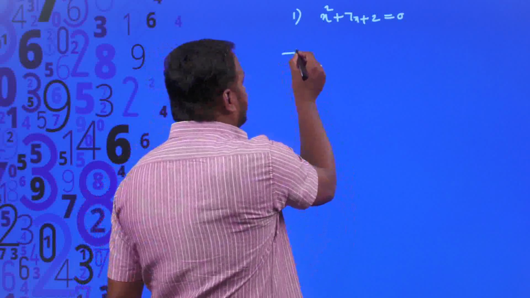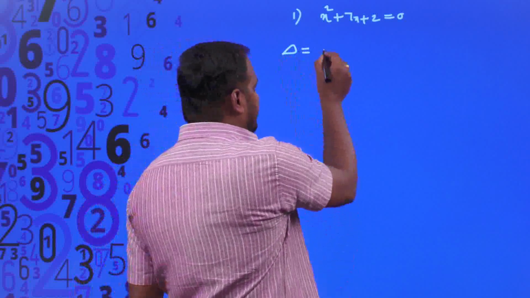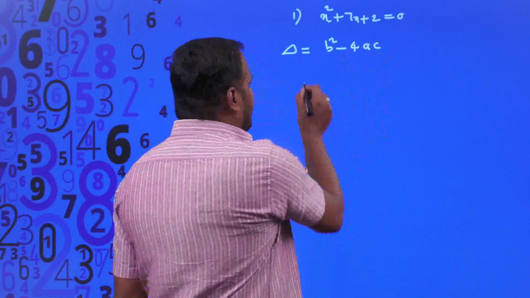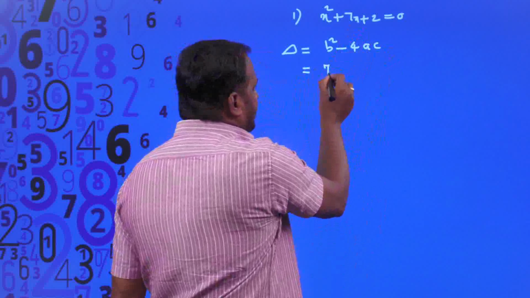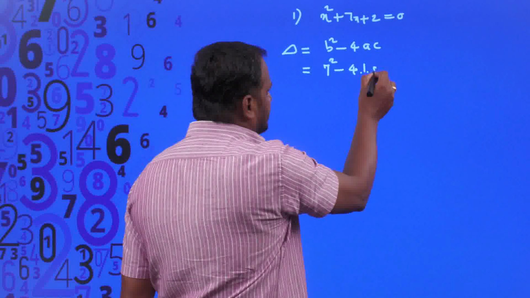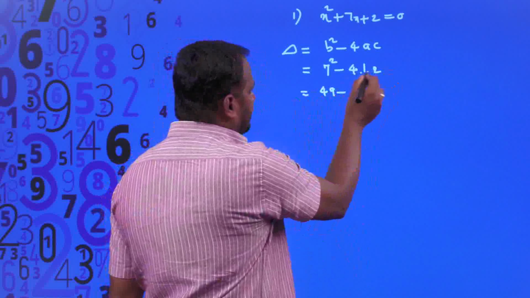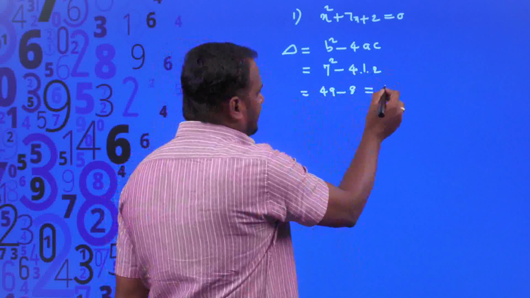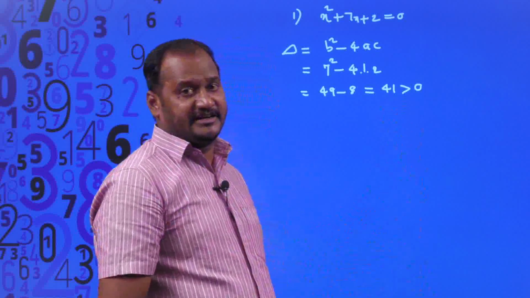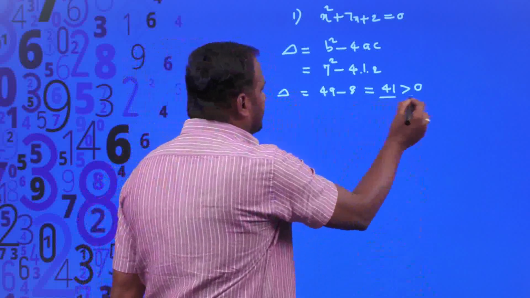So what is the discriminant of the given quadratic equation? Of course, you can write the formula if you want. That is delta is equal to b square minus 4ac, where the value of b is equal to 7. So 7 square minus 4 into a, which is 1, and c, which is 2. So 7 square is 49, minus 4 twos are 8. 49 minus 8 is equal to 41, which is obviously positive, so we can call it more than 0. Therefore, the value of delta is more than 0.